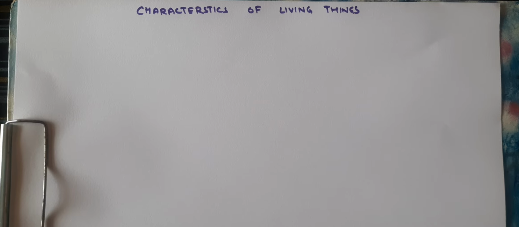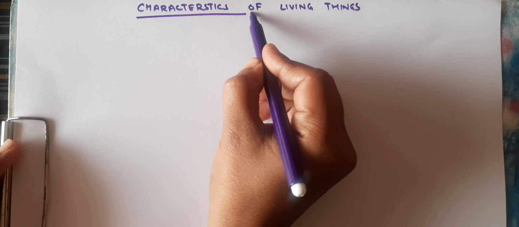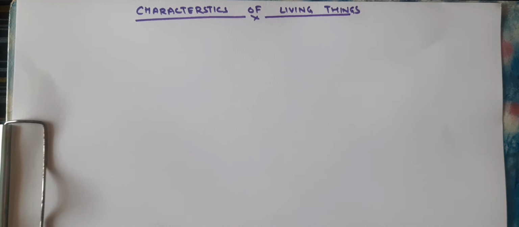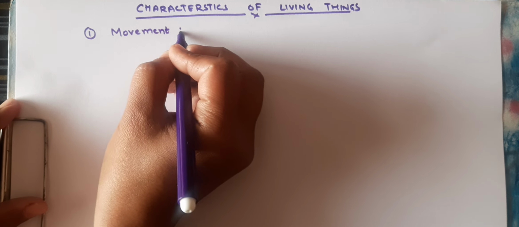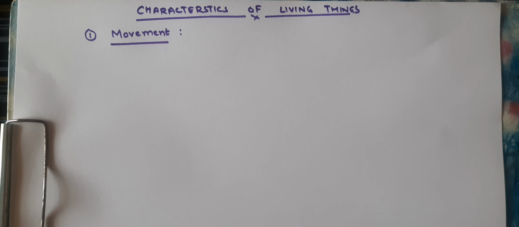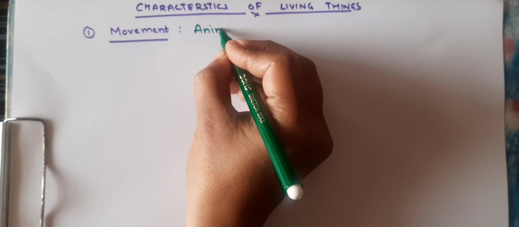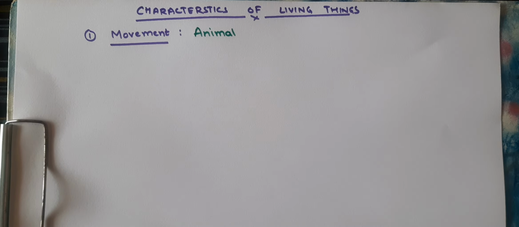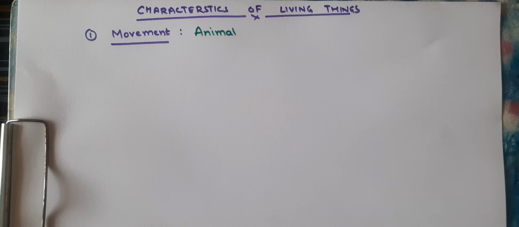Okay, so now we are going to learn the characteristics of living things one by one. So first is move. Movement. Some living things, for example animals, move from one place to another. Now you will ask that plants are also living beings, but they cannot move. Yes, they cannot move because they have roots that take nutrition from the soil around them.